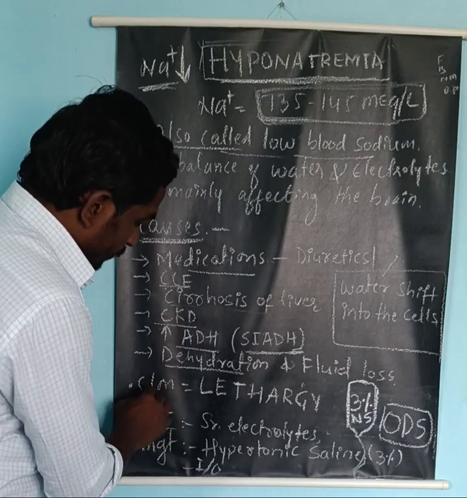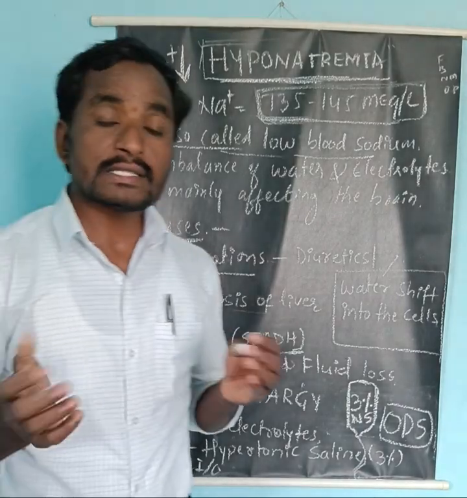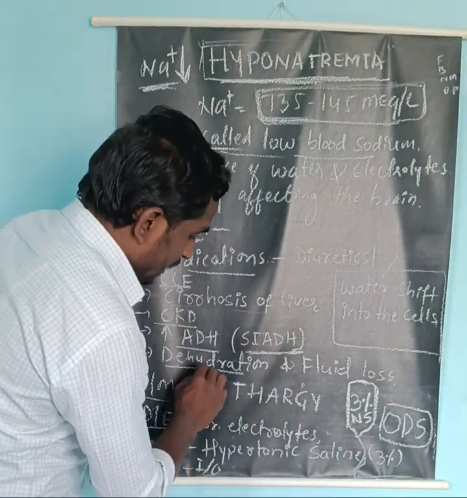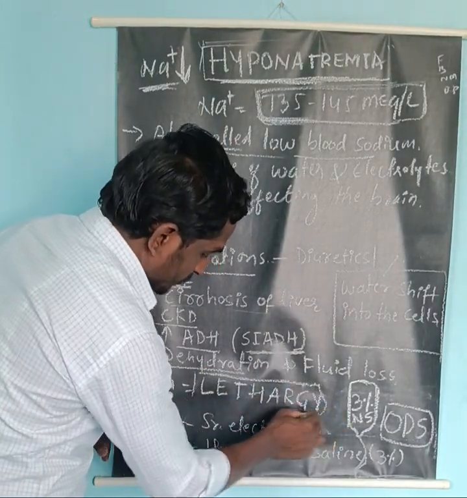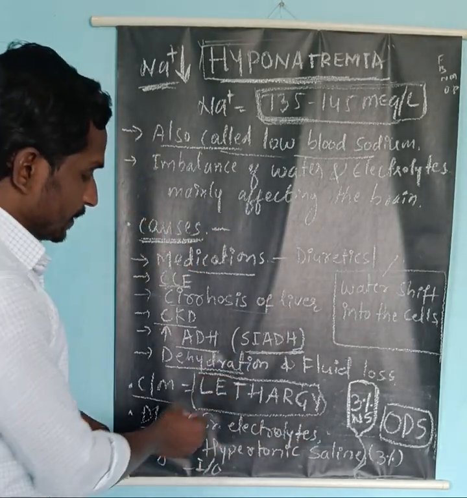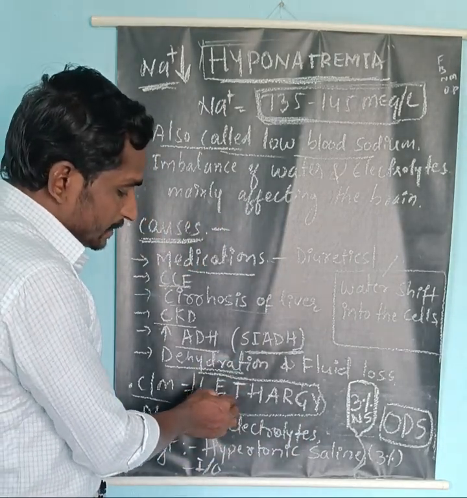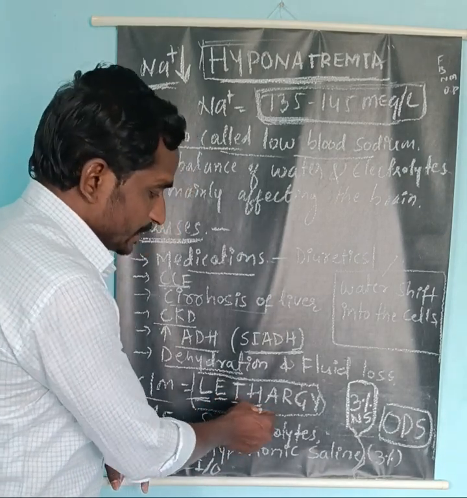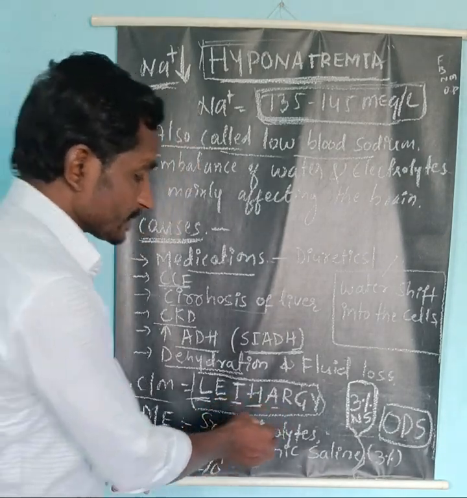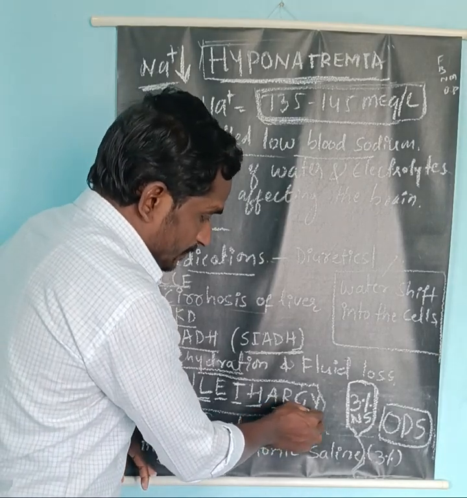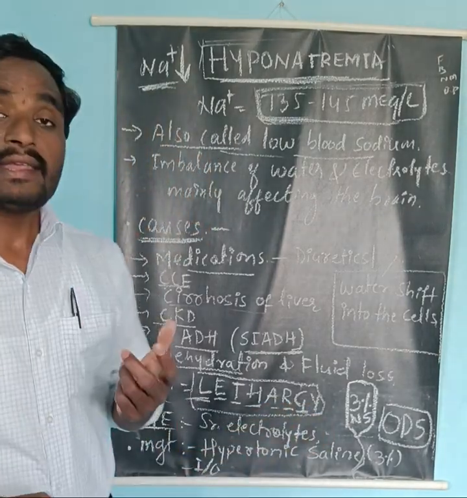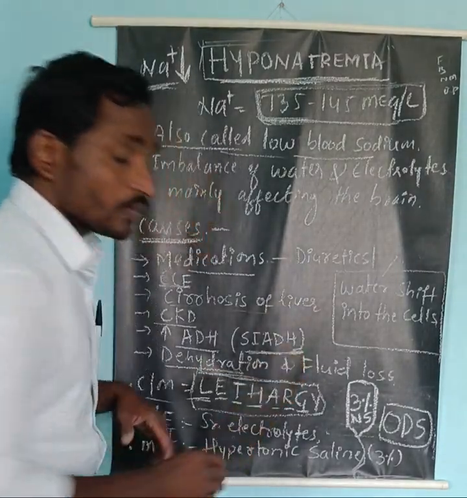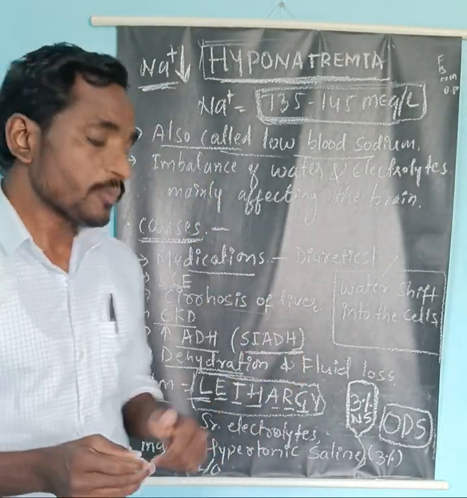What signs and symptoms are we going to see in case of hyponatremia? It is represented by a mnemonic, LETHARGY. L means lethargy, E means edema, T means tremors, H means headache, A means altered mental status, R means restlessness, G means giddiness, and Y means fatigue. These are the clinical manifestations we are going to see in case of hyponatremia.